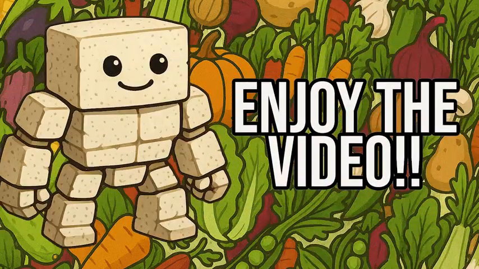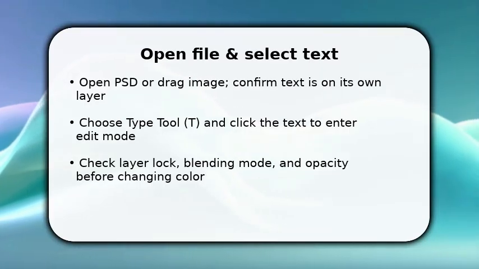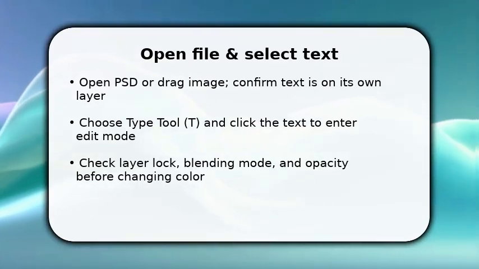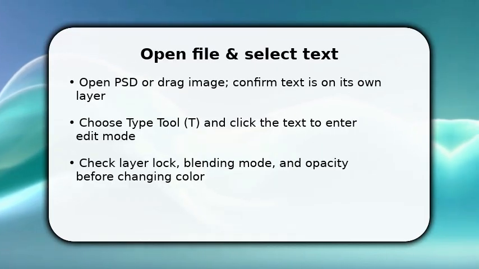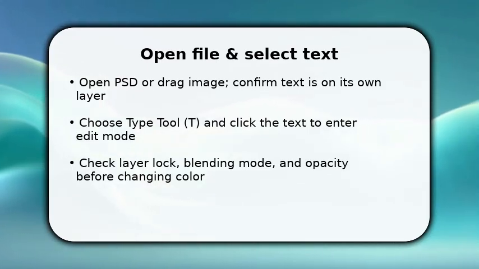Please enjoy the video. You start by opening the PSD and locating the text layer. Make sure it's not locked. Once selected, press T to activate the Type tool and click the copy you want to edit. Now highlight the characters or leave the insertion point to change the whole layer.